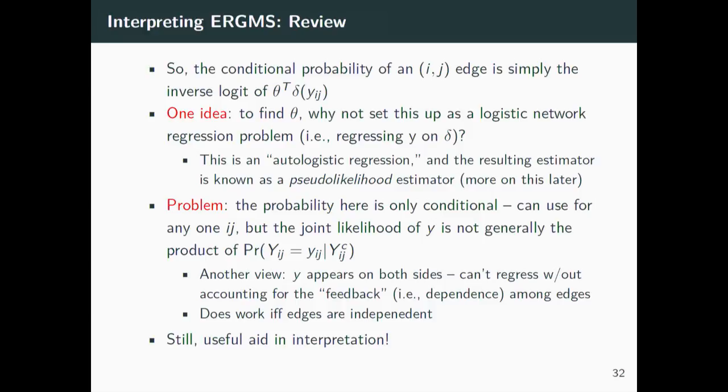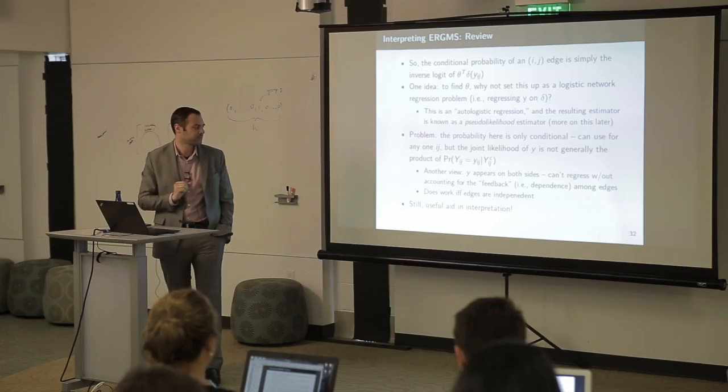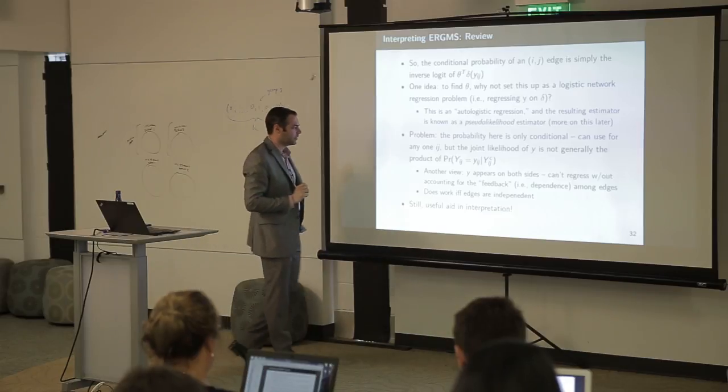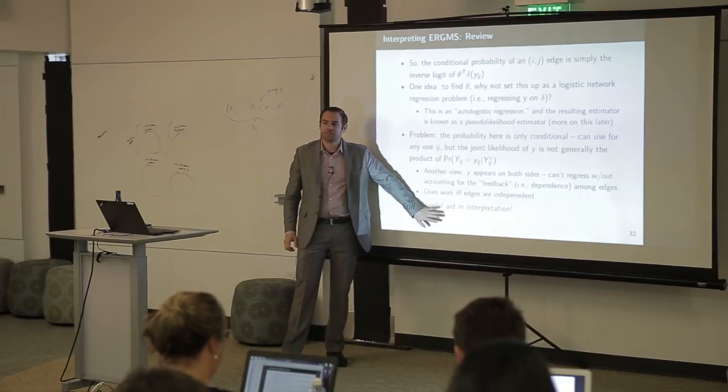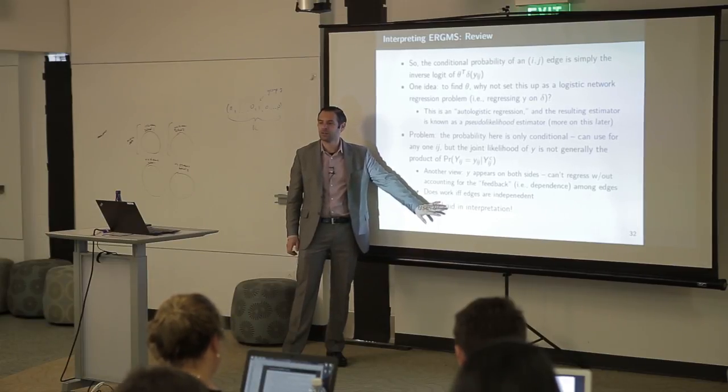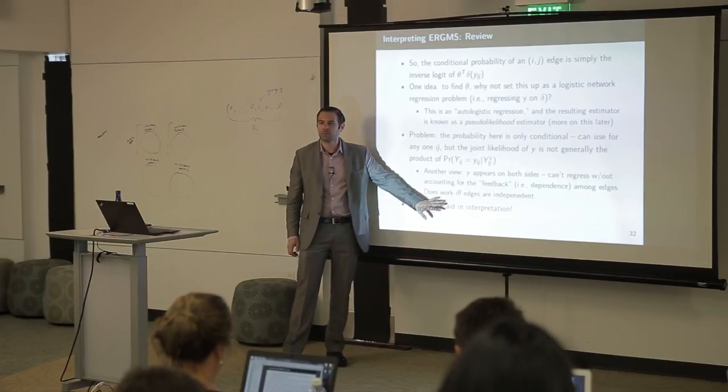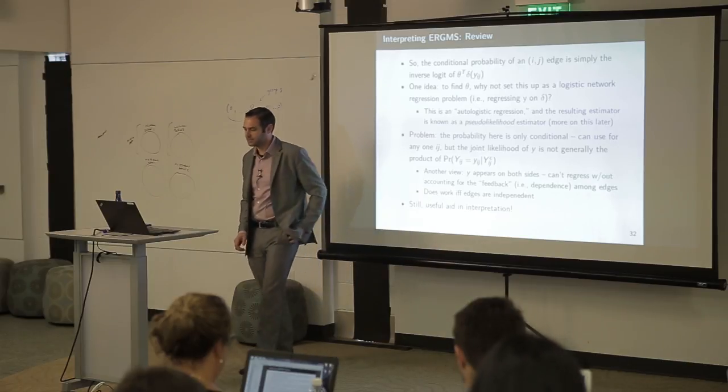And so we need a way to handle this feedback, this dependence in the network. The fact that the likelihood that any two individuals are interacting depends on other people in the network and their interactions. But that being said, this is a really, really useful aid in interpretation. This is the primary tool that people use for interpreting the ERGM parameters. And we'll talk more about this in the lab, but this is something to keep in mind.